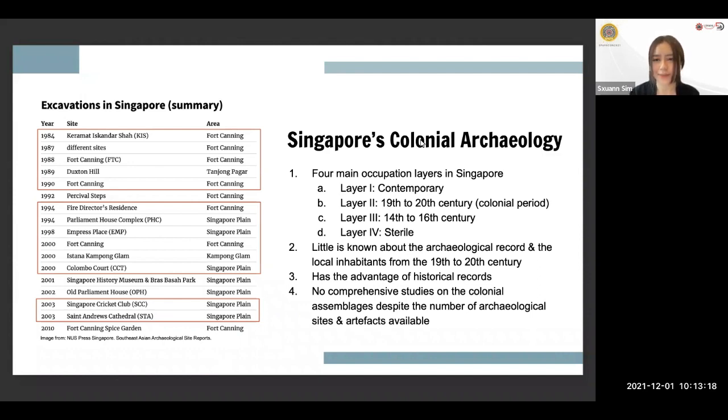Just to give you a better understanding, the table on the left shows a summary of the excavations conducted in Singapore over the last couple of years. The ones boxed in red are those where we see 19th century colonial artifacts in those particular sites. So there are a lot of sites.